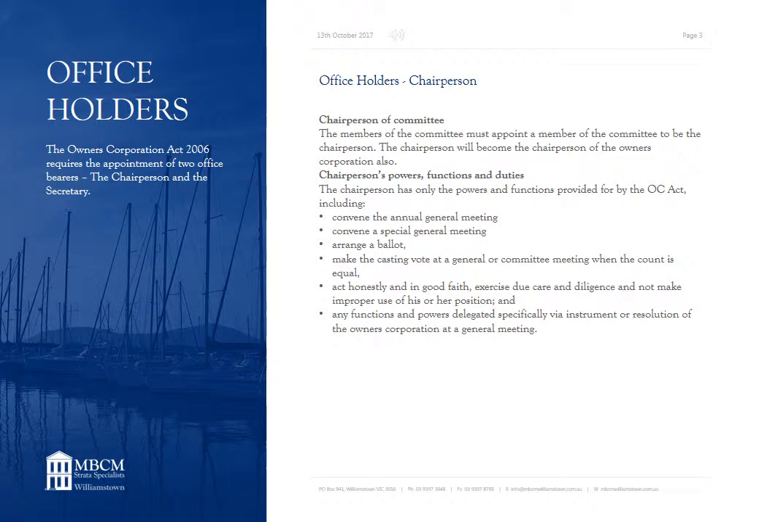The committee must appoint office bearers. One of the roles is a chairperson. So the members of the committee must appoint a member of the committee to be the chairperson. That chairperson will also become the chairperson of the owners corporation.